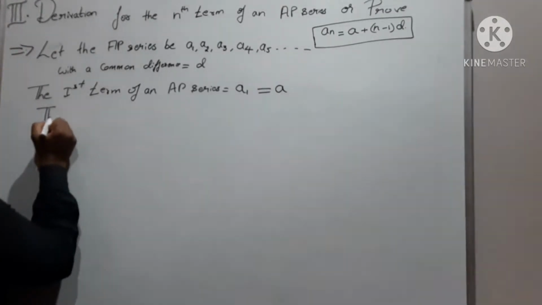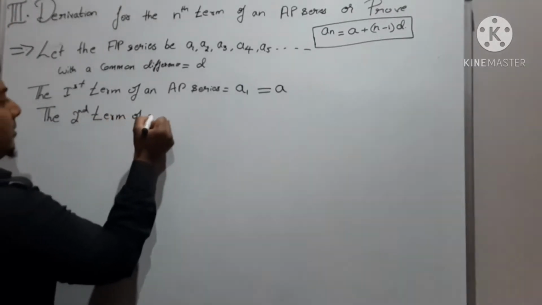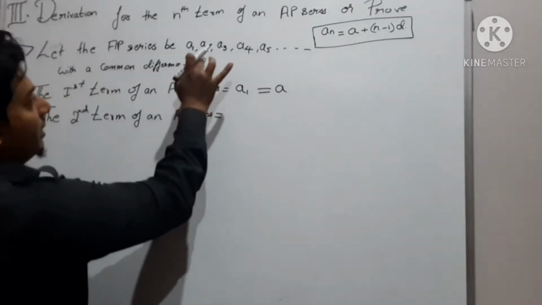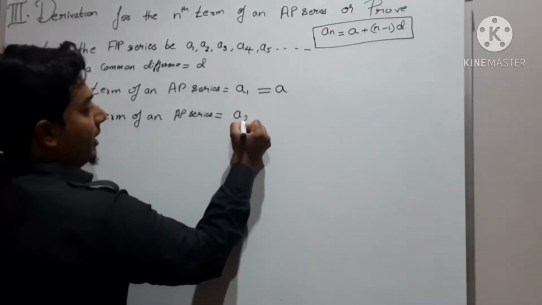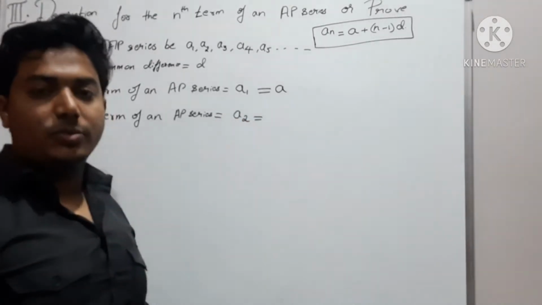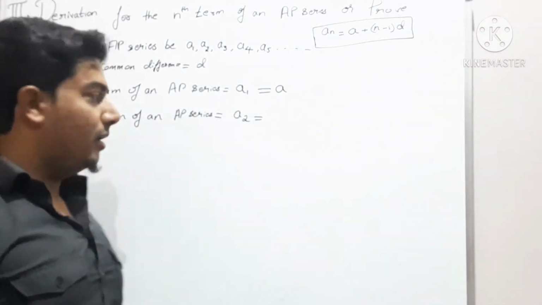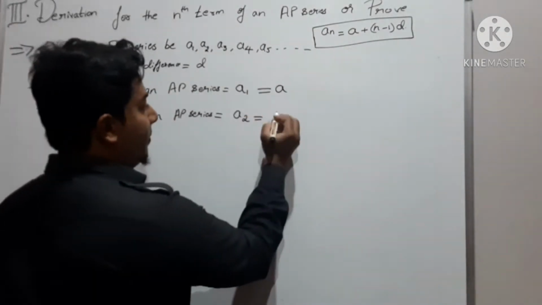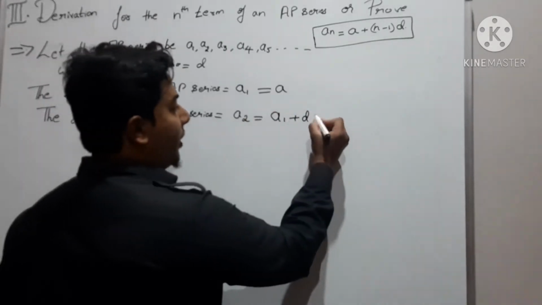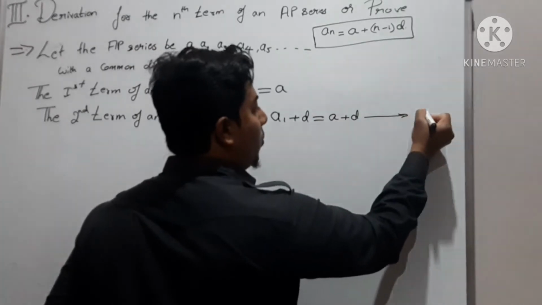The second term of an AP series, here the second term is a2. By the definition we know, the difference between two consecutive terms of an arithmetic progression series is denoted by the common difference d. So a2 is equal to the first term a1 plus d. a1 is equal to a, so we can write a plus d. Call it equation 1.